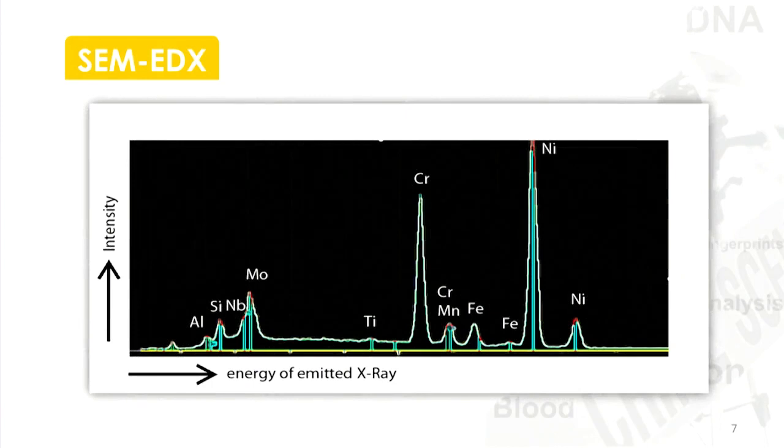So a SEM-EDX spectrum looks something like this, where on the x-axis we're looking at the energy of the emitted X-rays, and you can see we get peaks for the different elements. So this particular sample here has relatively large amounts of nickel and chromium, and smaller amounts of a range of other elements.